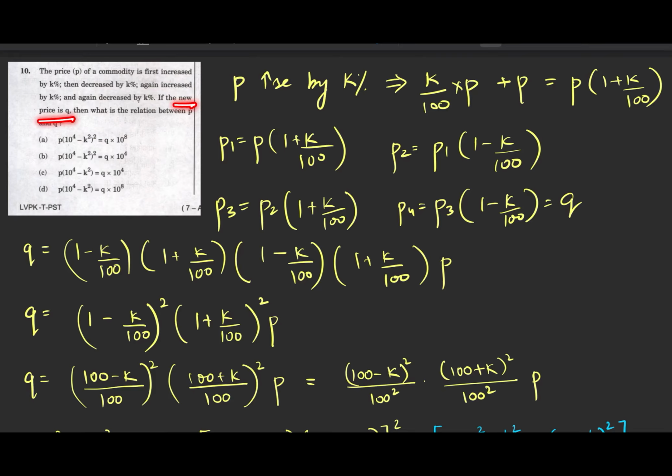So new price is Q. The final price which we get after 2 increases and 2 decreases is Q. Now we write Q is equal to, first this part here, and write P3. Now what is P3? P3 is P2 into 1 plus k by 100. So we write this part. Now what is P2? P1 into 1 minus k by 100. So we write this part. And now what is P1? P1 is 1 plus k by 100 into P here.